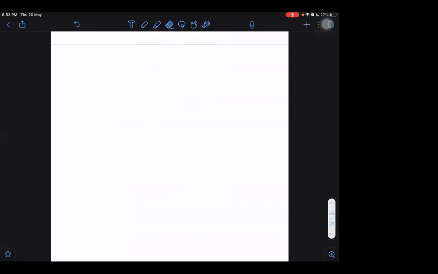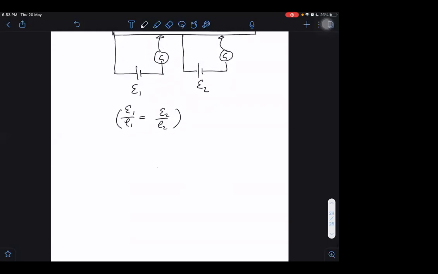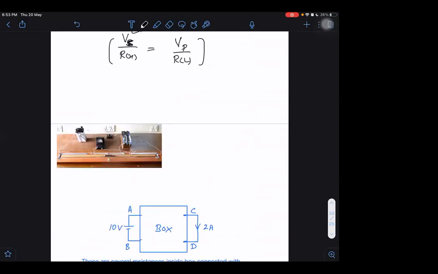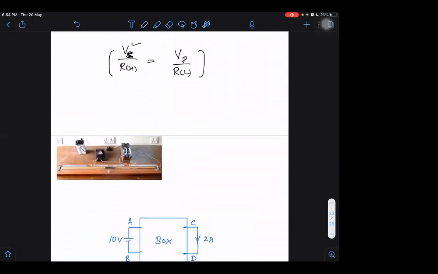Fine. Next, I can take the meter bridge. What is a meter bridge? The diagram of the meter bridge, if you want to see, is given somewhere here. Here it is, a diagram. If you go to the lab, in the lab you will see such a thing lying there. That is the meter bridge.